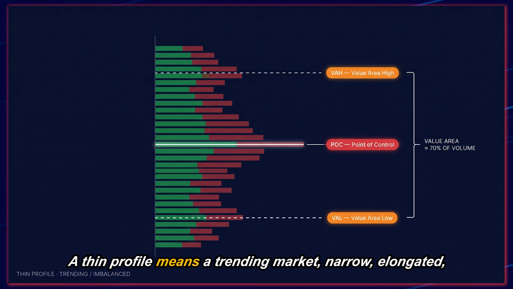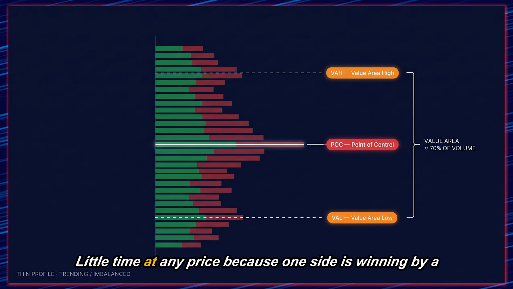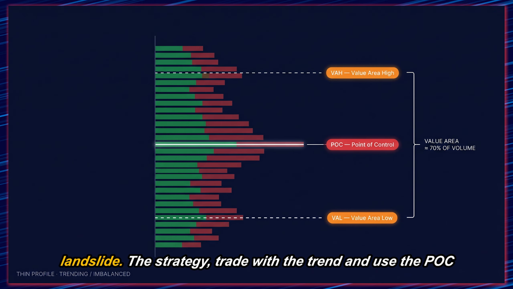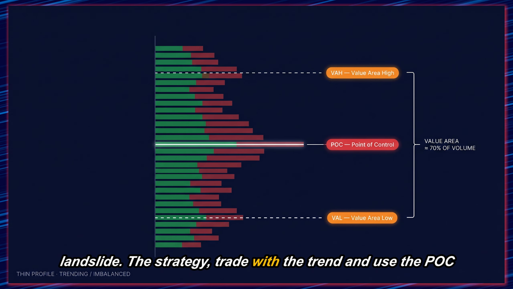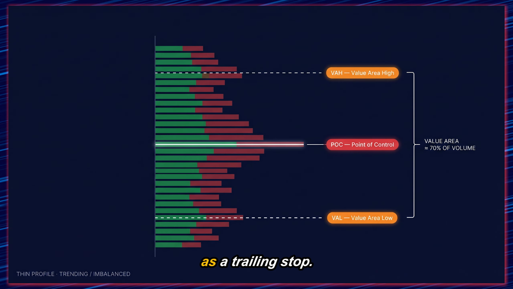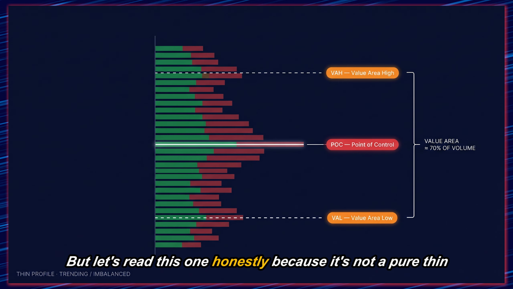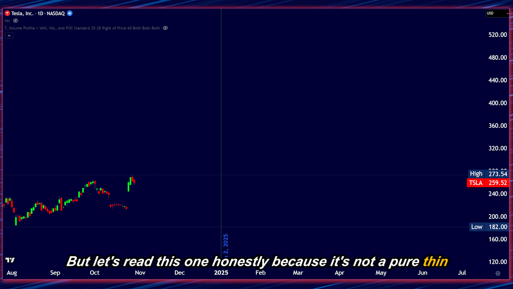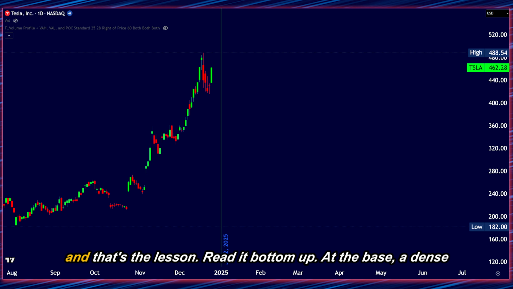A thin profile means a trending market. Narrow, elongated, one-sided. Little time at any price because one side is winning by a landslide. The strategy? Trade with the trend and use the POC as a trailing stop. But let's read this one honestly, because it's not a pure thin profile. It's a hybrid, and that's the lesson.